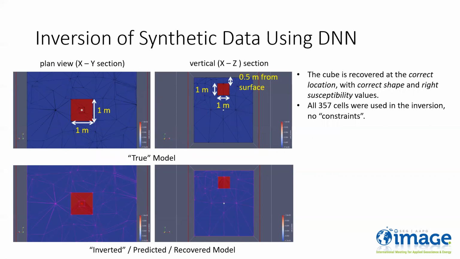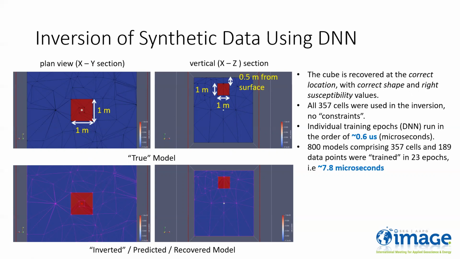Now, the inversion results shown in the bottom left and right panels show a remarkable similarity to the point of being indistinguishable from their true models, even when no constraints are imposed. Moreover, the system literally trains in the blink of an eye. So to summarize, we trained 1,000 models in 8 minutes, trained a deep learning neural network, and predicted results in 7.8 microseconds, and all of this on a Dell laptop.